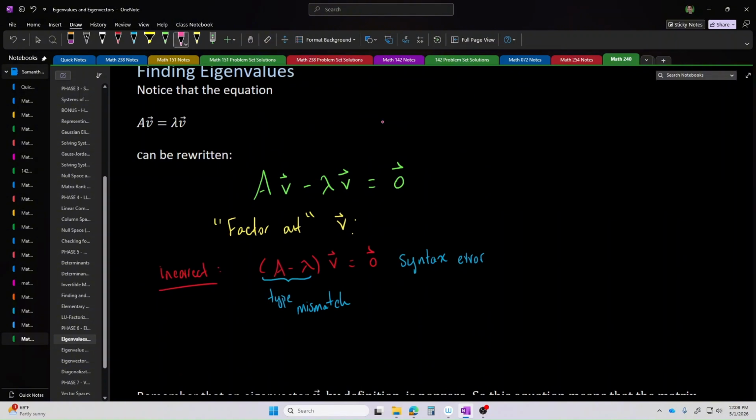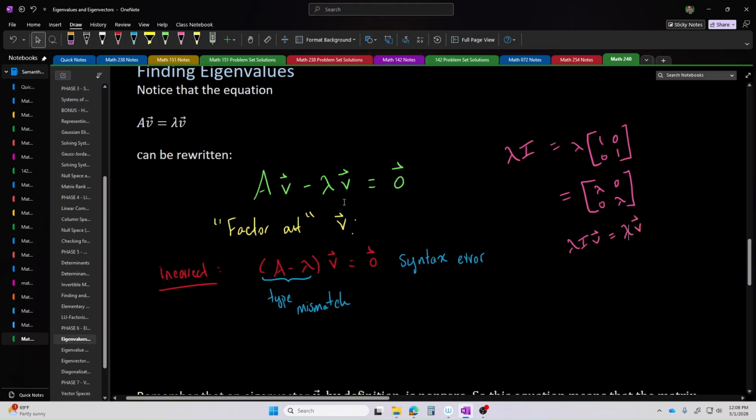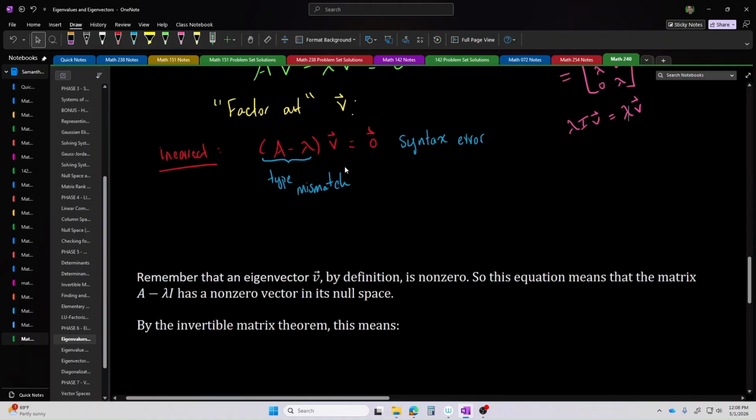Over to the side, I'm going to think about the matrix lambda times the identity. Lambda times 1, 1, 0, 0, for example. Lambda times the identity is a matrix that when multiplied by any given vector has the same effect of scaling a vector. And so instead of thinking about this term as lambda v, I'm going to think about this term as lambda times the identity times v.